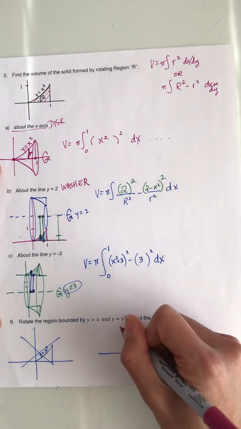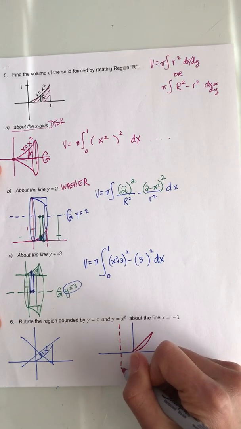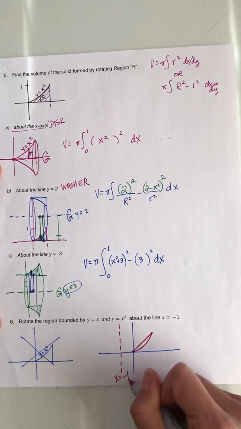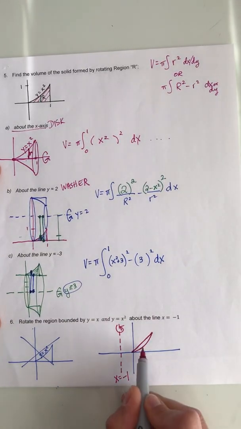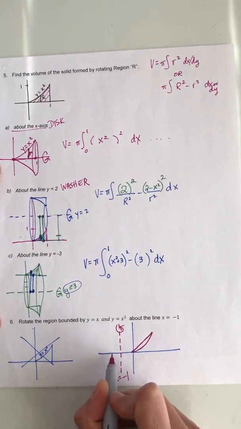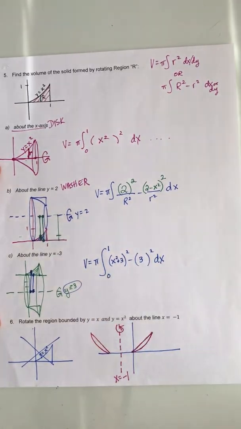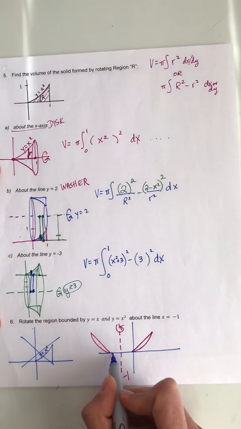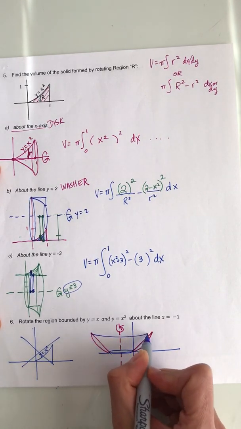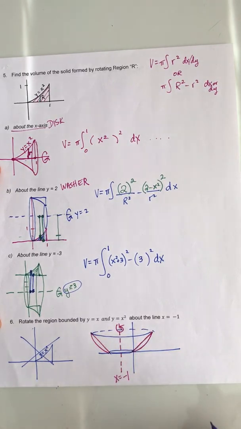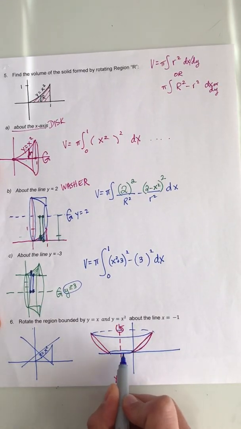Y equals -1 is here. Sorry, not y, x equals -1. I'm seeing it but saying it incorrectly. So we are rotating around x equals -1 this way. You know, let's see if I can draw what this solid would look like. This solid would definitely have empty space. So it would kind of look like a bowl without a bottom.